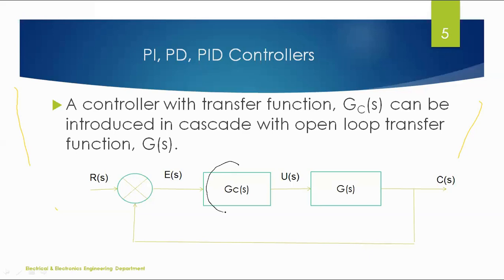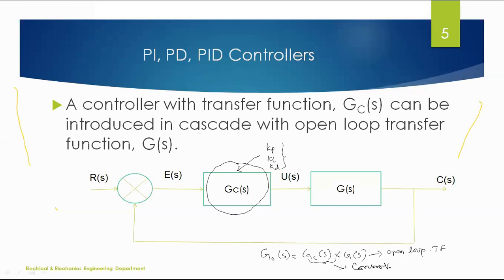In this session, we are going to discuss only GC of S, how to tune Kp, Ki, and Kd. After tuning these controller values, we have to check the output. We have to verify the design, where G naught of S equals GC of S into G of S. G of S is nothing but the open loop transfer function, and GC of S is the controller transfer function.